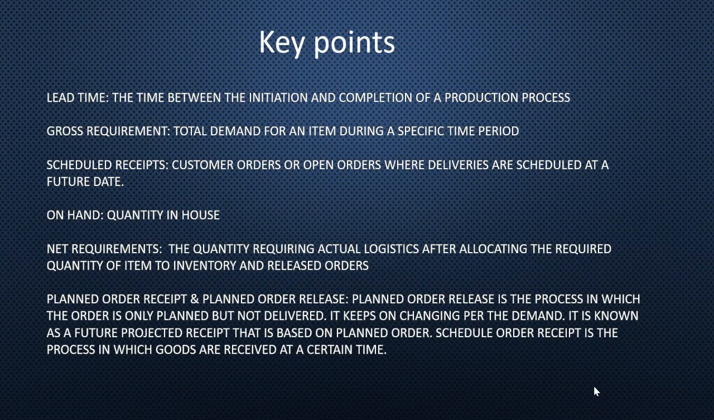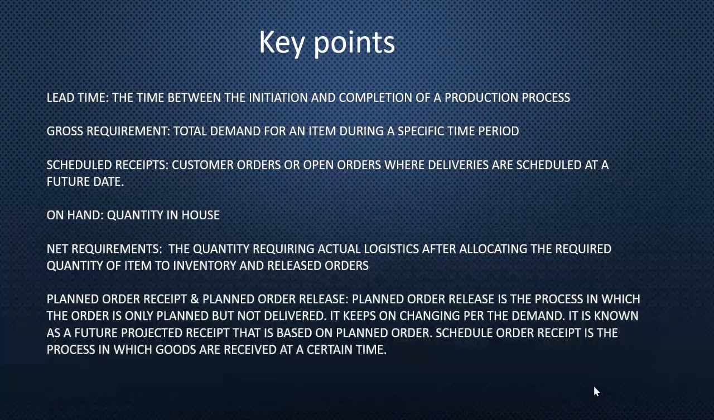Next is scheduled receipts. A scheduled receipt is a customer's order or open orders where deliveries are scheduled at a future date. So they will deliver to us at a future date, maybe on week 8 or week 10, something like that. Next, on-hand materials. This is the quantity we have in our hand, basically in our company's warehouse. In simpler terms, we can call it stock. So that we have in our hand.